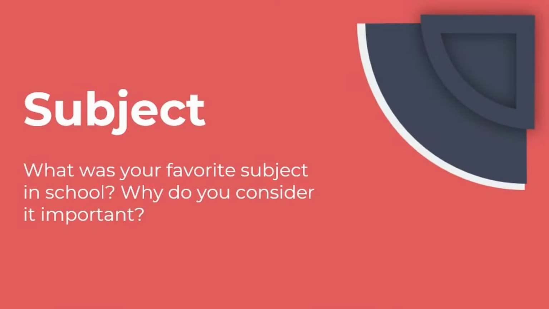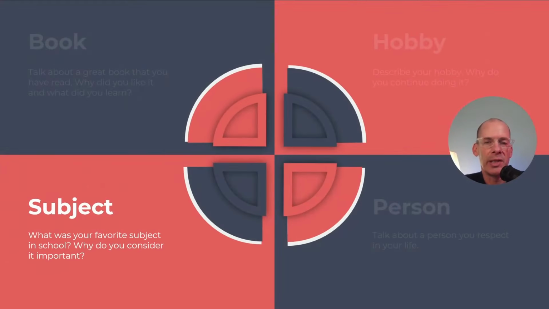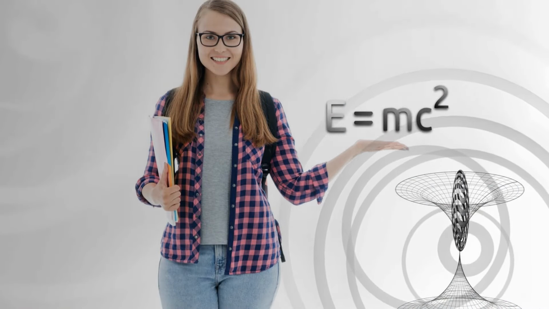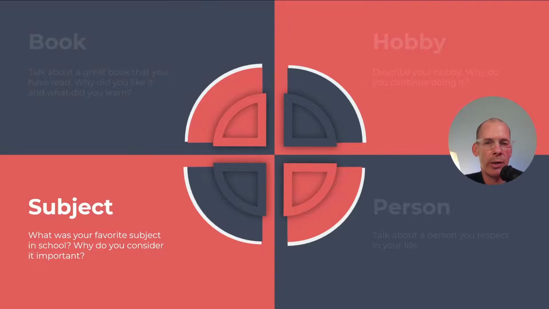Subject. What was your favorite subject in school? Why do you consider it important? For me, it was English. It wasn't math for me. Maybe it was for you. Think about your favorite subject, and I'll show you how it applies later. All right, the next four.